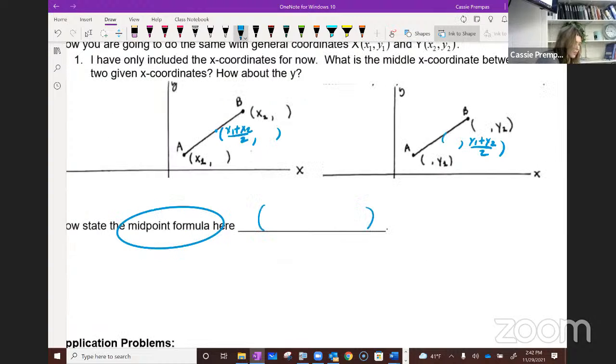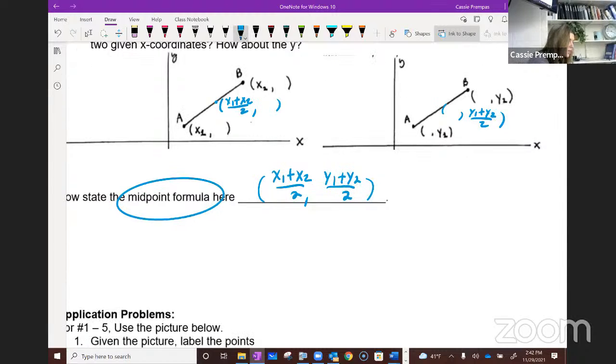To find the x, you just average the x's. And to find the y, you just average the y's. If you prefer a different way to find the middle, that's fine. You just have to find the middle of the x's and the middle of the y's. All right, those are our 2 formulas. So now we're just going to practice applying them.